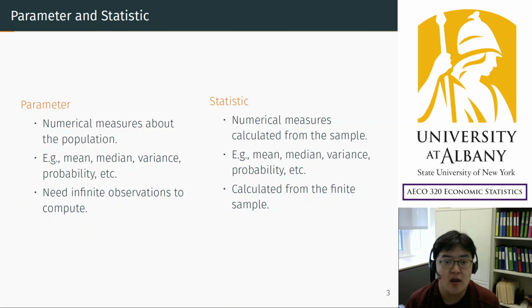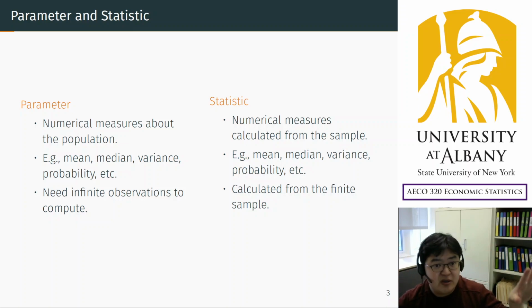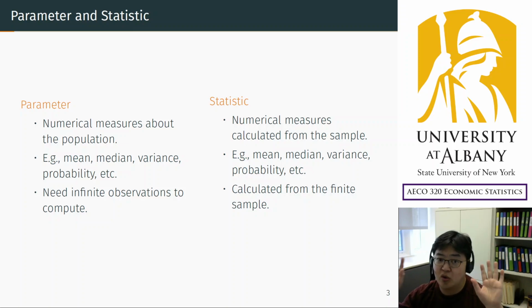So you may think of mean as a parameter or as a statistic. Similarly, median, variance, probability could be calculated either from the population or from the sample. So depending on which information you use, it can be either a parameter or a statistic. So just the form of the parameter or the statistic could be the same.